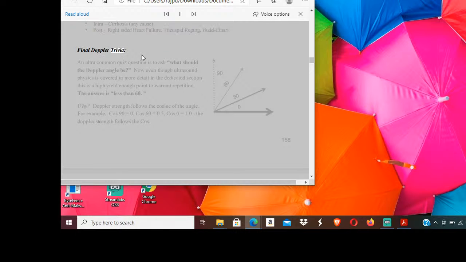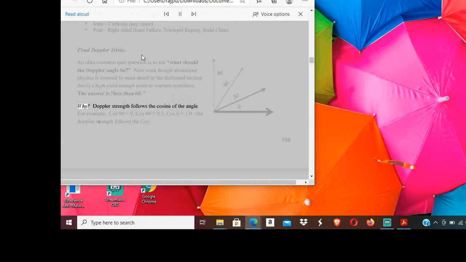Final Doppler trivia. An ultra-common quiz question is to ask what should the Doppler angle be. Now, even though ultrasound physics is covered in more detail in the dedicated section, this is a high-yield enough point to warrant repetition. The answer is less than 60.